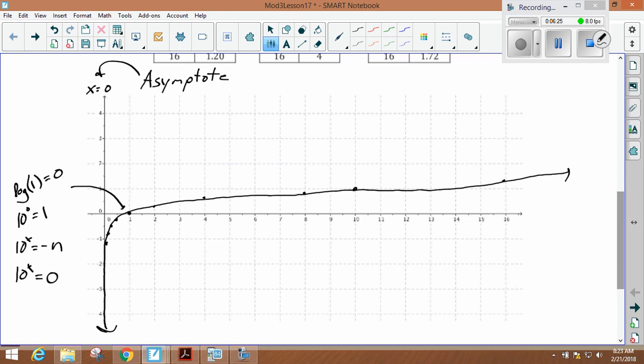All right, let's do the next one in green. Let's graph log base 2 of x. So at 0.0625, we are at -4. Whoa.